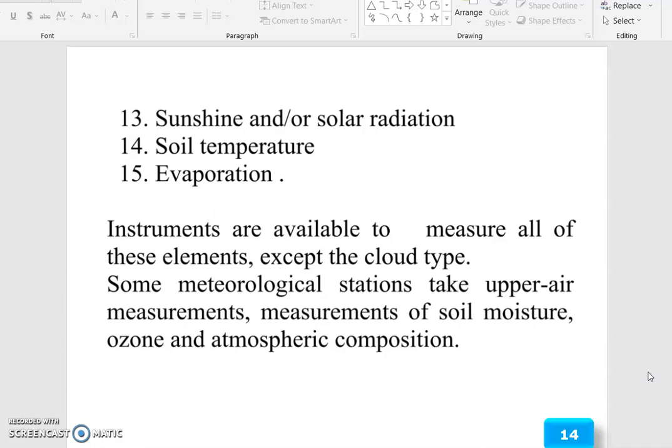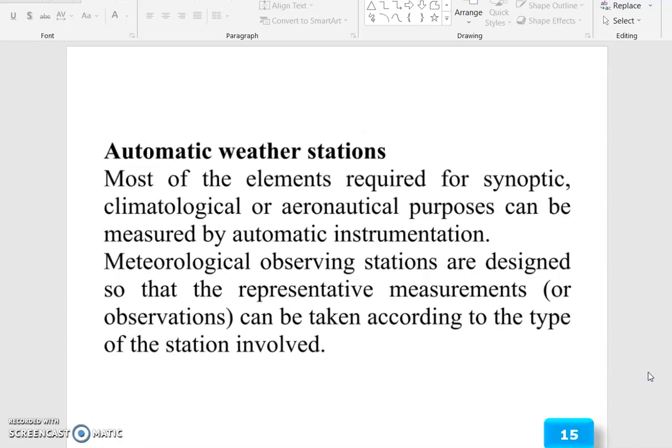Some meteorological stations take upper air measurements of soil moisture, ozone and atmospheric composition. Automatic weather stations. Most of the elements required for synoptic, climatological or aeronautical purposes can be measured by automatic instrumentation.